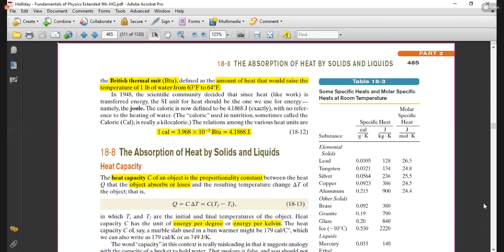Now heat capacity, they have mentioned it as a proportionality constant between the objects that absorb or lose the heat. Okay, heat capacity we can define as the amount of energy required to raise the temperature of a substance or any object through 1 Kelvin. While on the other hand specific heat is defined as the amount of energy required to raise the temperature of 1 kg of a substance by 1 Kelvin.